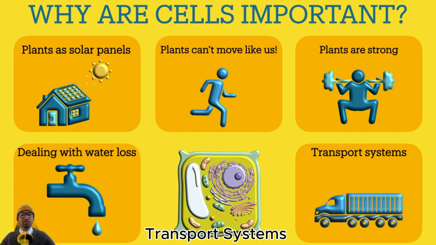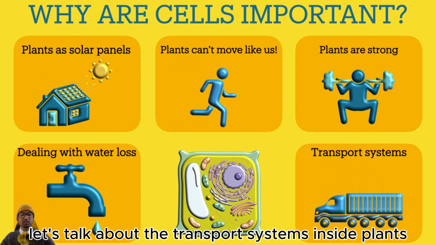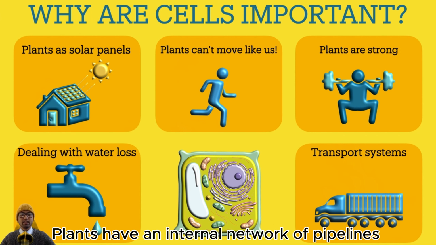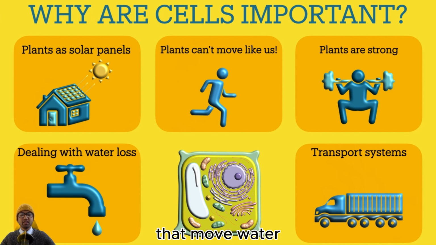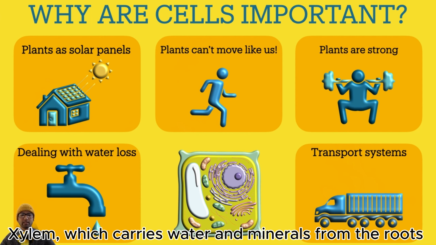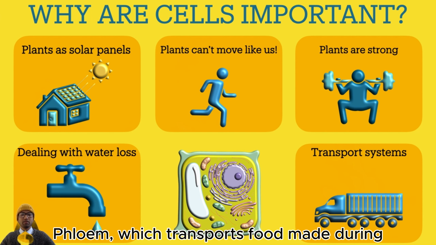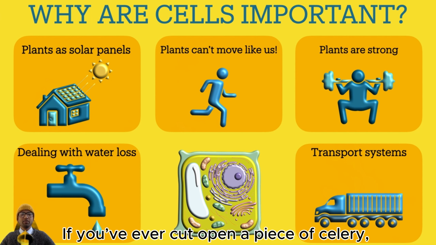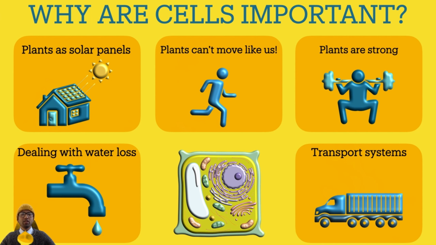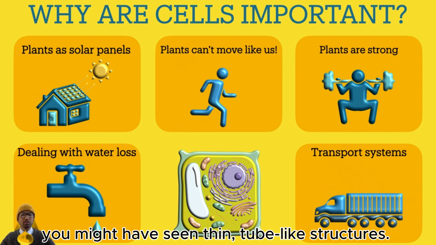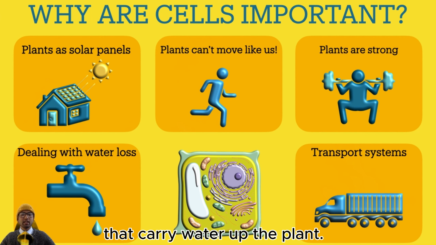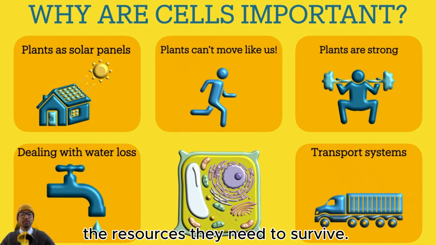Then, transport systems. Finally, let's talk about the transport systems inside plants. Plants have an internal network of pipelines that move water, nutrients, and food around their bodies. This system consists of two main parts: xylem, which carries water and minerals from the roots to the leaves, then phloem, which transports food made during photosynthesis to other parts of the plant. If you have ever cut open a piece of celery, you might have seen thin tube-like structures. Those are xylem, pipelines that carry water up the plant. Without these systems, plants couldn't distribute the resources they need to survive.